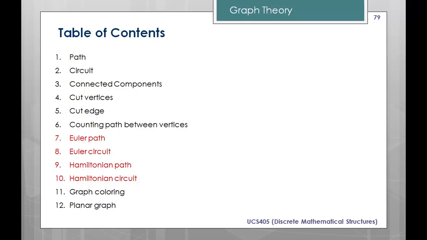In the last lecture we have done cut vertices, cut edges, counting path between vertices. In this lecture we will cover Euler path, Euler circuit, Hamiltonian path, Hamiltonian circuit.